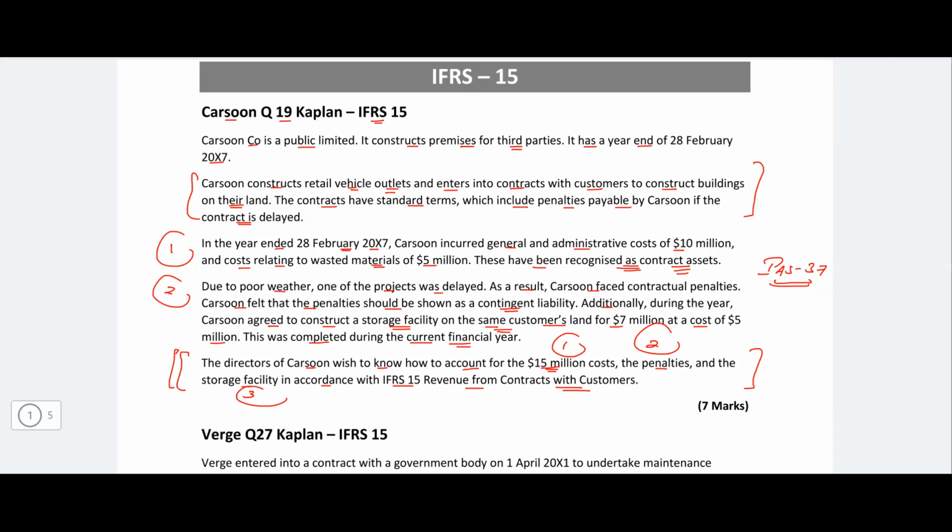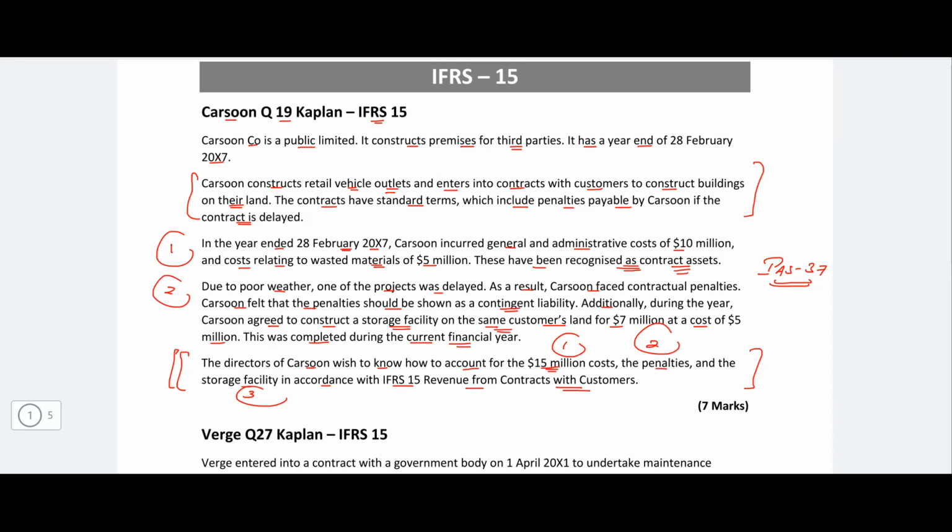It was written that this was completed during the current financial year, as their performance obligation has been satisfied. So they should record the revenue regarding this contract because this is a distinct performance obligation and it is not connected with any previous thing. If it is connected, then obviously you cannot record it separately, but it is a separate contract.